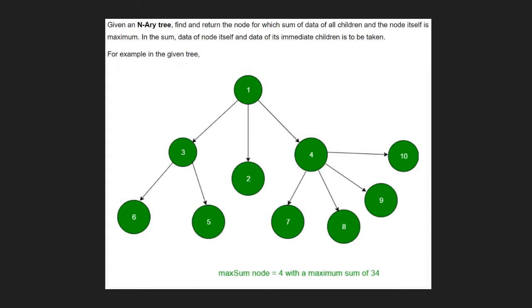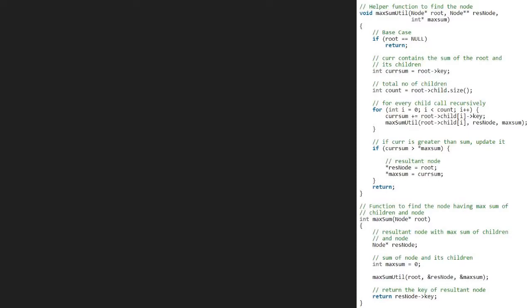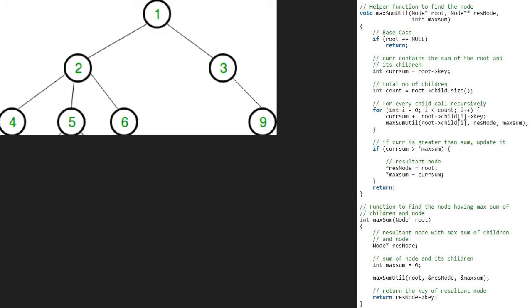Now, let us have a look at the algorithm. Let us also have a sample tree to test our algorithm. We pass the root node, that is 1, to the max sum function, so root will point to 1. We take a rest node and a max sum variable which we initialize to 0. Now, we pass the root, rest node and max sum variables to the max sum util function.